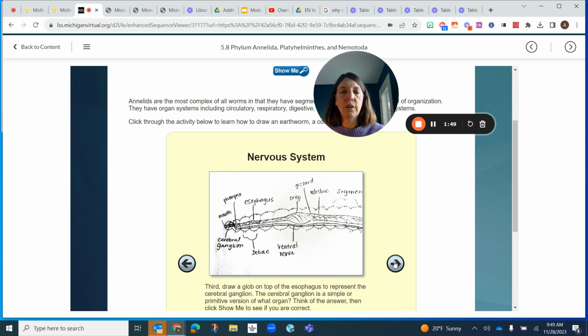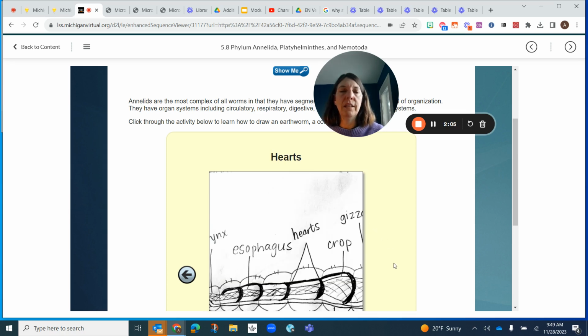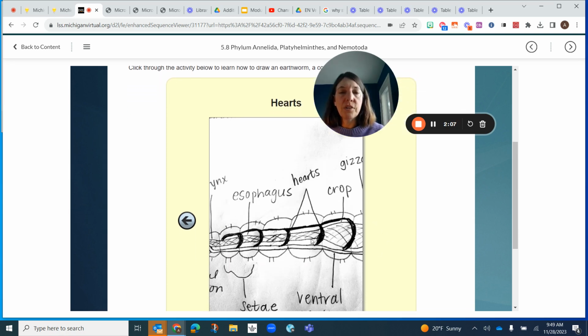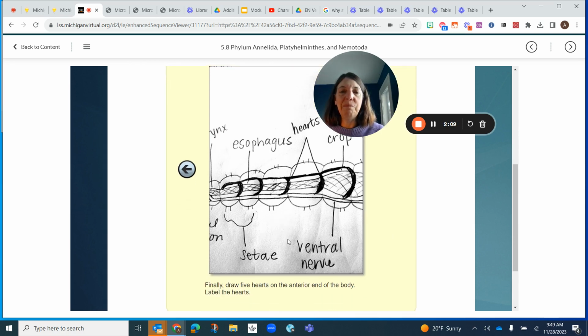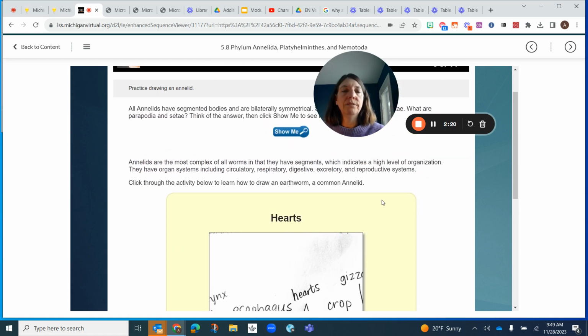And then the nervous system that runs along this ventral nerve here, the setae, the cerebral ganglion, the pharynx, and the mouth on the anterior, and then posterior with the anus there. The hearts, you're going to want to draw those as well. 1, 2, 3, 4. And that is it for the Annelida.